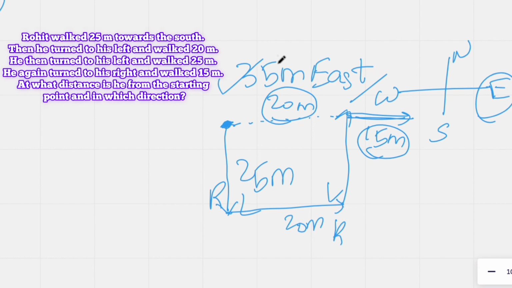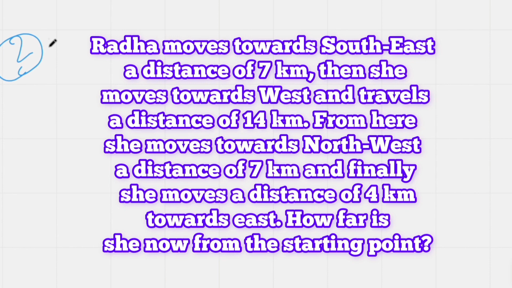So this was a very easy question. This kind of question will come in your examination. Let's try 2 to 3 problems and you will get some overview of this concept. Let's see the second question. I'm reading the question for you. Radha moves towards southeast. So let's try the direction.